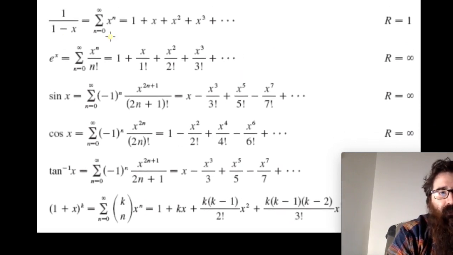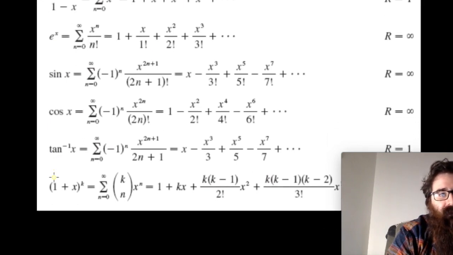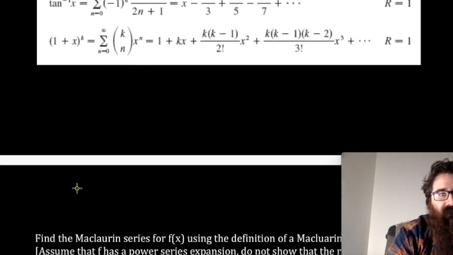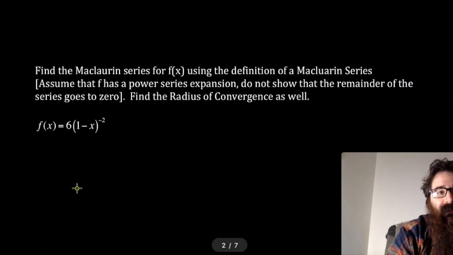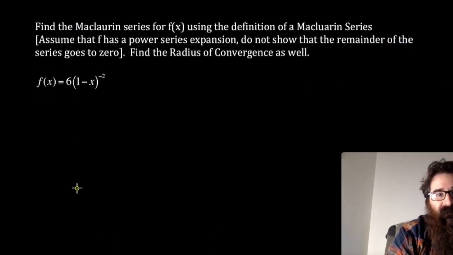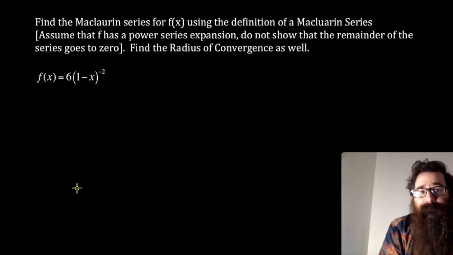I mean, we're familiar with this 1 over 1 minus x as well. We talked about that recently. We can see exponential functions, trigonometric functions, inverse, binomial expansions, all sorts of cool stuff. But we're here to focus on building these Taylor and Maclaurin series ourselves. We're going to take a look at a couple of examples because these can be long examples.